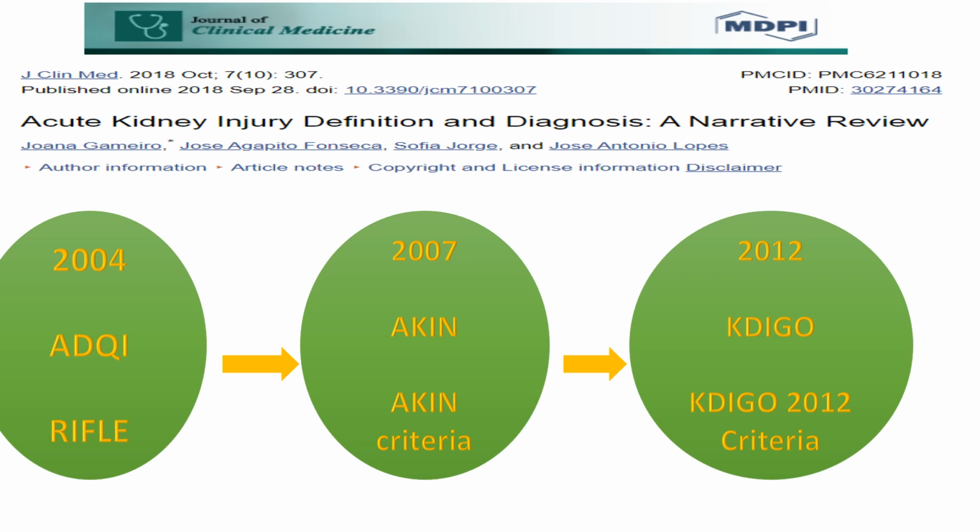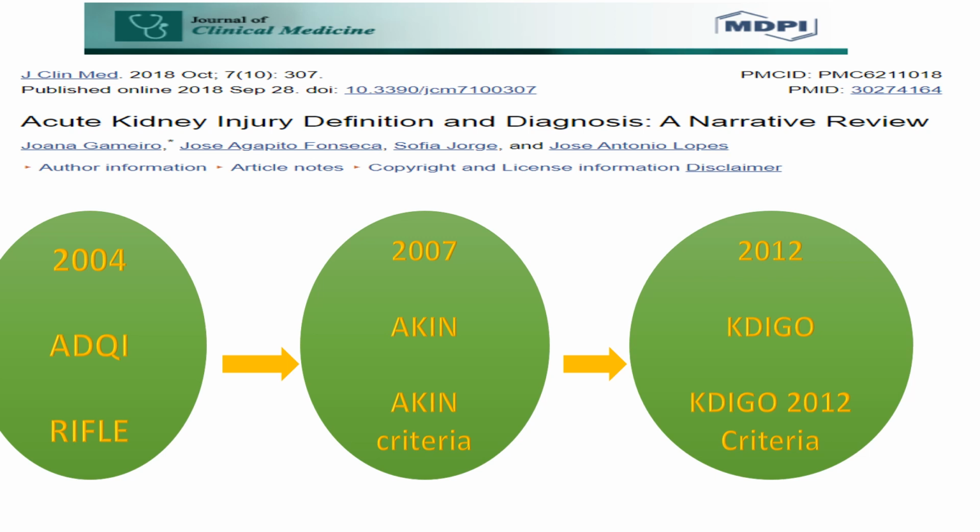So between 2004 and 2012, various consensus definitions were devised by different groups. The first group, the Acute Dialysis Quality Initiative, produced what is known as the RIFLE criteria in 2004. And then in 2007, the Acute Kidney Injury Network produced their AKIN criteria. They thought it was an improvement on the 2004 RIFLE criteria.